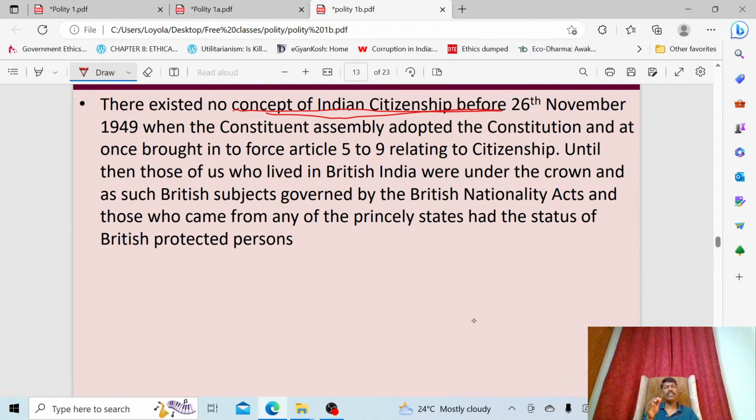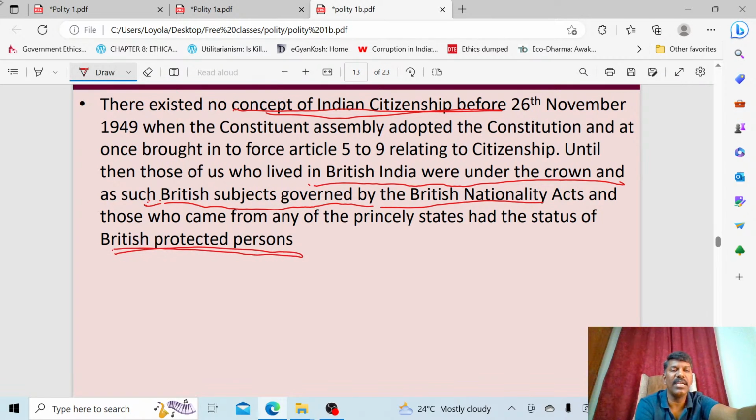Okay, until then, the people who lived inside India were considered as British India only, under the Crown, or subject to the British, governed by the British Nationality Act. And the people who came from any of the princely states had the status of British protected person. So till 26th November 1949, this was the condition.